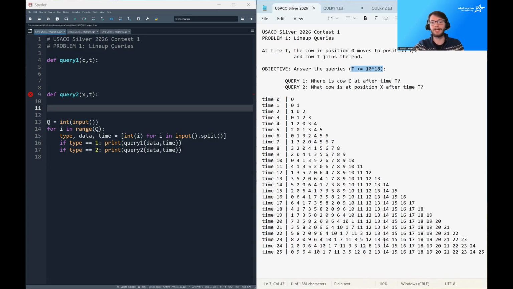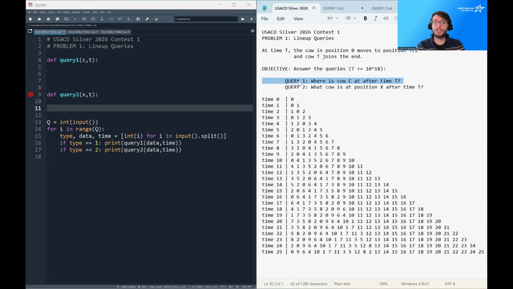And here you can see an example of what the cows look like for the first 25 or 26 moments in time. And if you want to pause the video, you can start to see that there are a great deal of patterns in this data. And we're going to exploit those patterns in order to find our math formulas. Now we're going to solve each query separately. So we're going to solve query one, write the code for query one, then we're going to solve query two and write the code for query two.